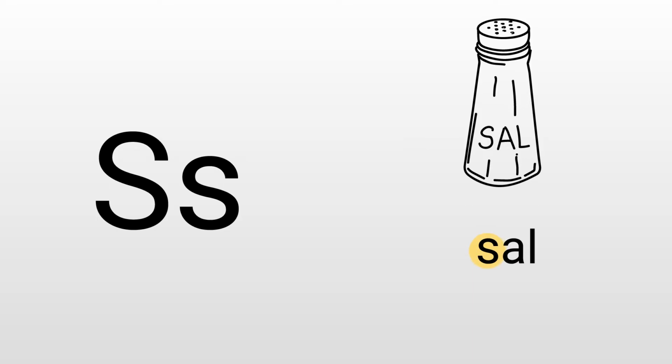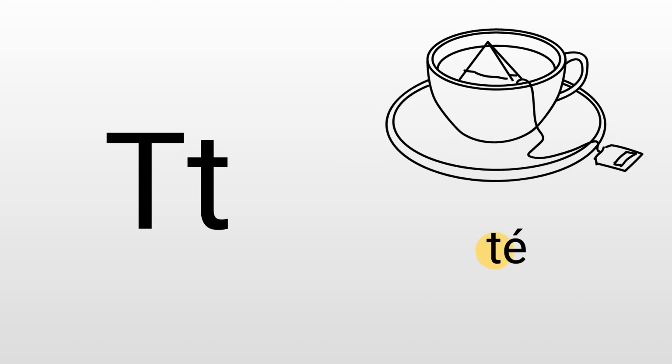S, as in sal, sounds just like S in English, as in seat or lesson. T, as in té, sounds like T in English, as in tea or time. U, as in uno, sounds like the double O in words like tool and room.